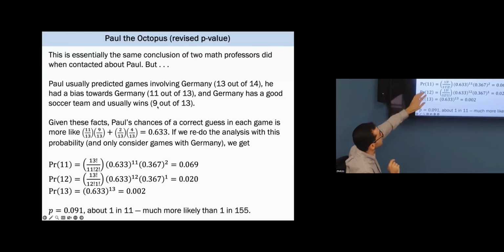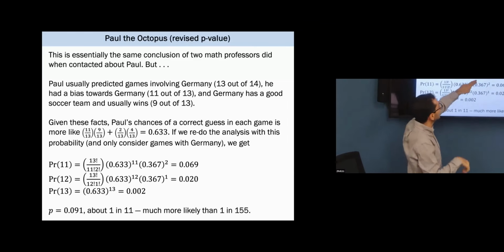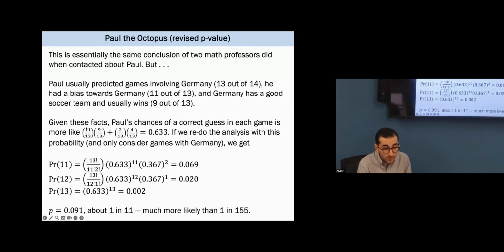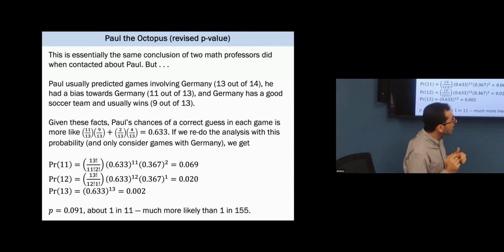Now let's reevaluate the chances that the octopus will correctly guess the winner of the game. So here what I'm doing is getting the probability that Paul would predict that Germany will win times the probability that Germany indeed will win. And then I'm adding the probability that Paul will not predict that Germany will win, and indeed Germany will not win. Okay? So this gives us 0.633. That's now the probability of correctly guessing the winning team. Okay, now let's redo our calculations.